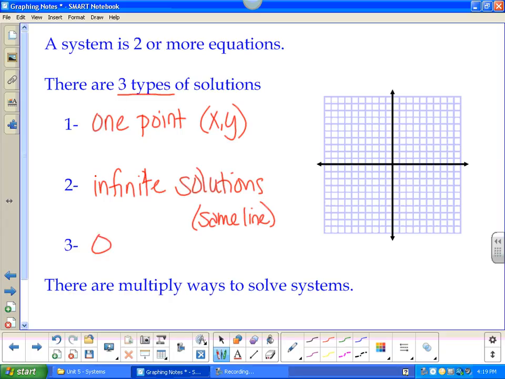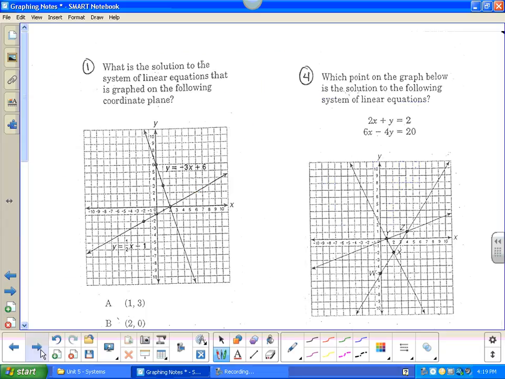And we have no solution, which is when the lines are parallel. So let's look at how they're going to ask some of this stuff multiple choice wise.